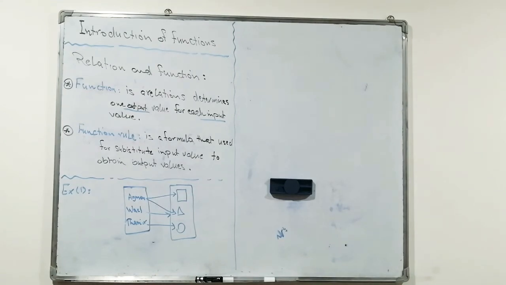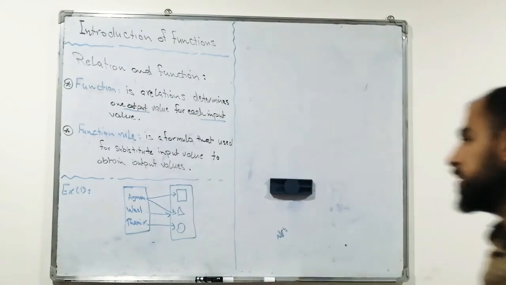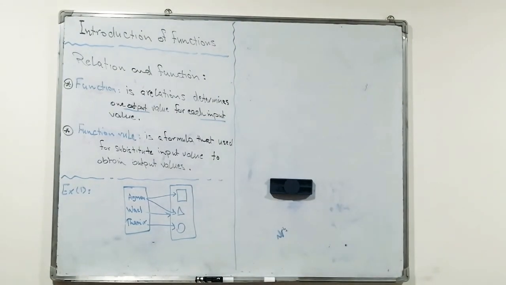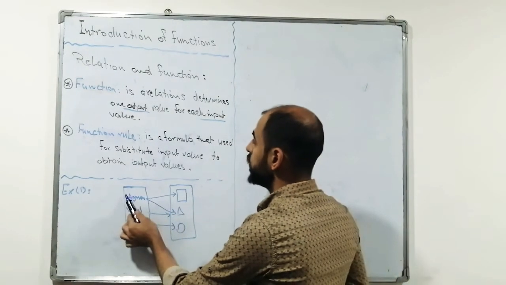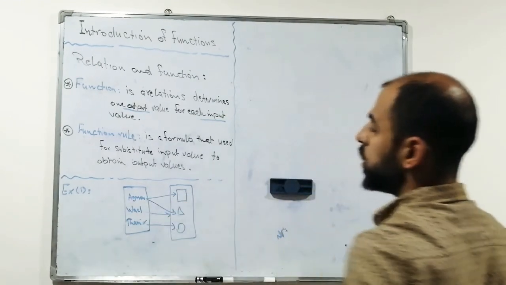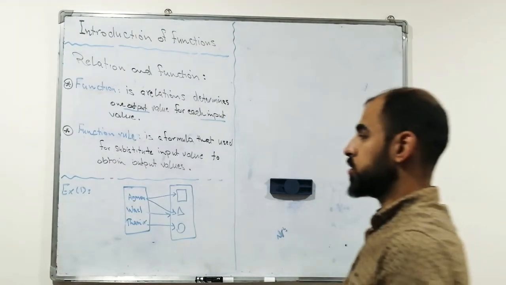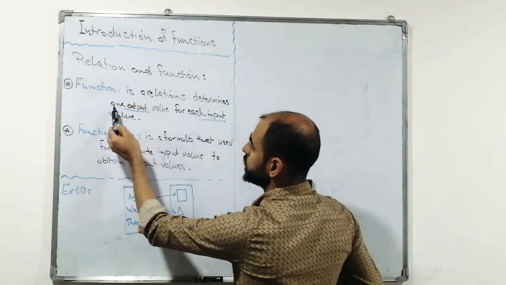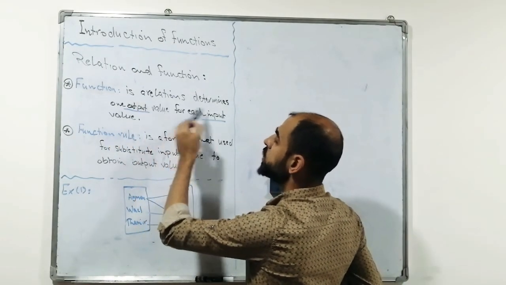What we noticed is that Ayman drew 2 geometric figures, okay, which are the square and triangle. So the relation is not a function. Why? Because we have one input value connected with 2 output values, and this is wrong. Why? Because we have to determine one output for each input.